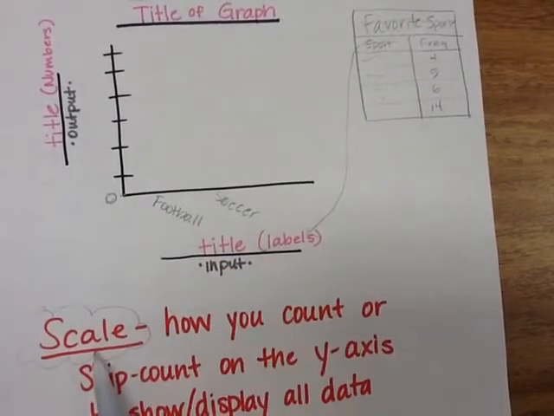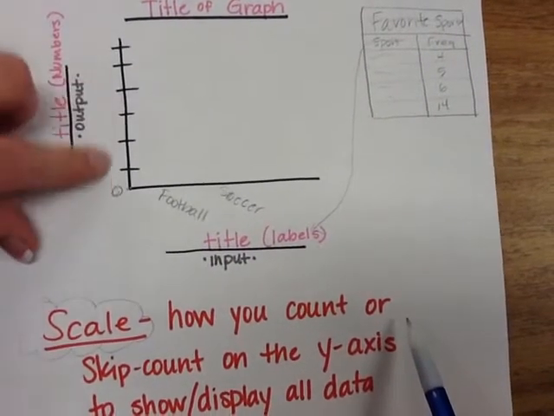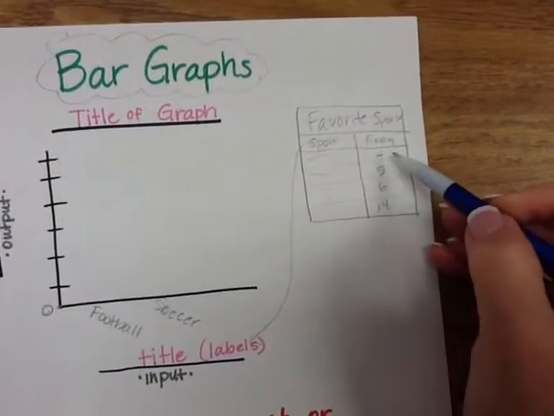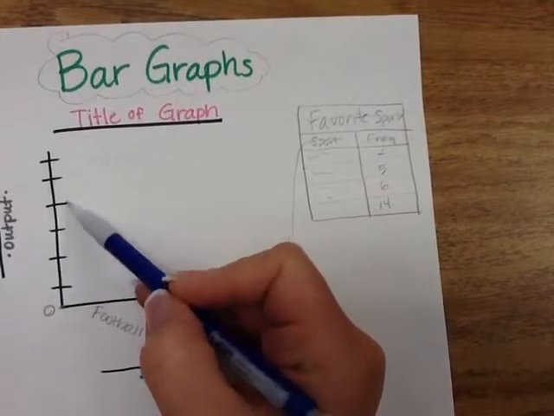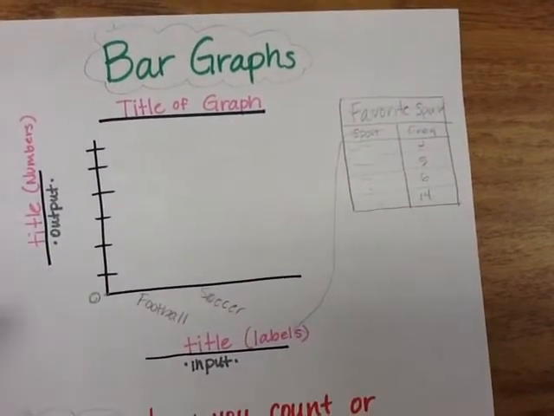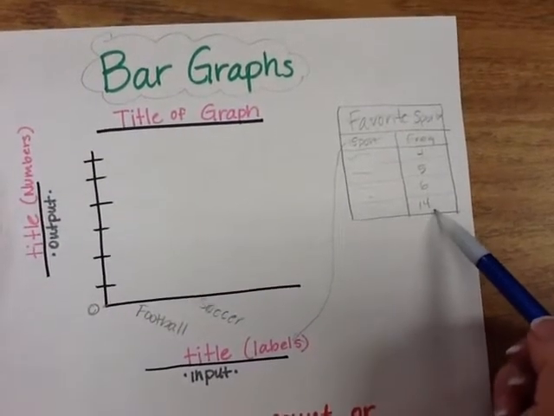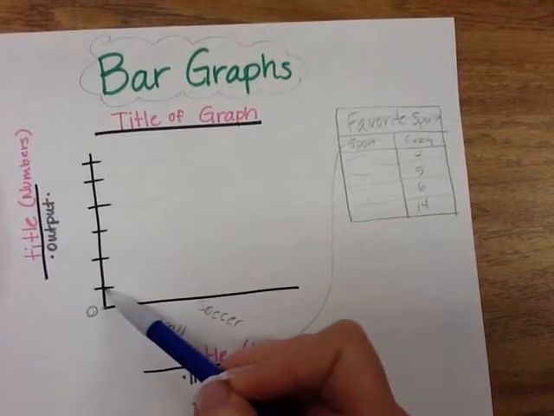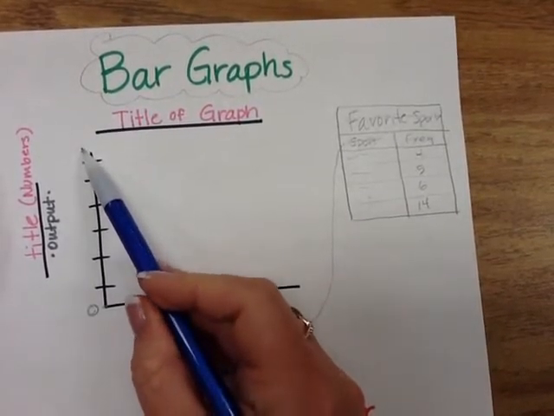The question is, the scale is how will you count or skip count on the y-axis to show or display all of your data. So if my data is as such, it's 4, 5, 6, and 14, and I only have a few lines, is it smart for me to count 1, 2, 3, 4, 5, 6 when my data goes all up to 14? And the answer is no. So you could skip count 2, 4, 6, 8, 10, 12 if I had one more line.